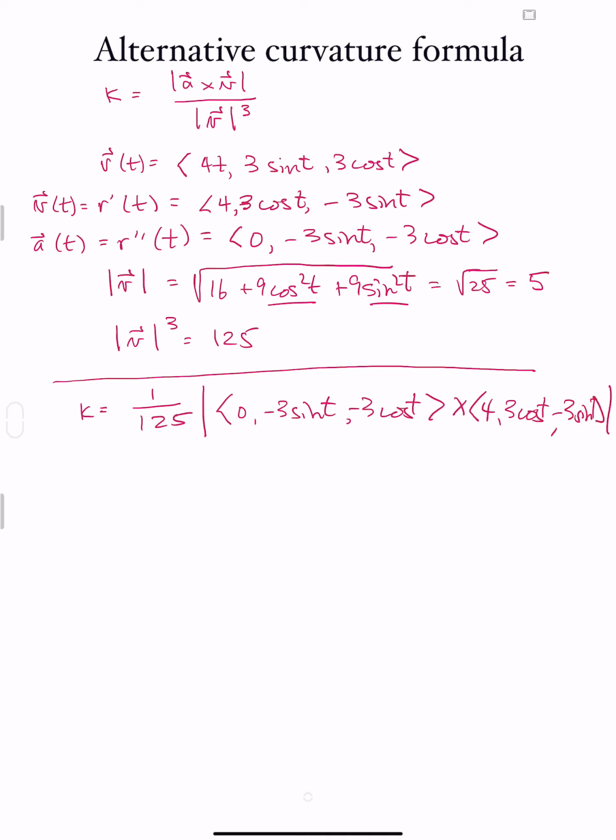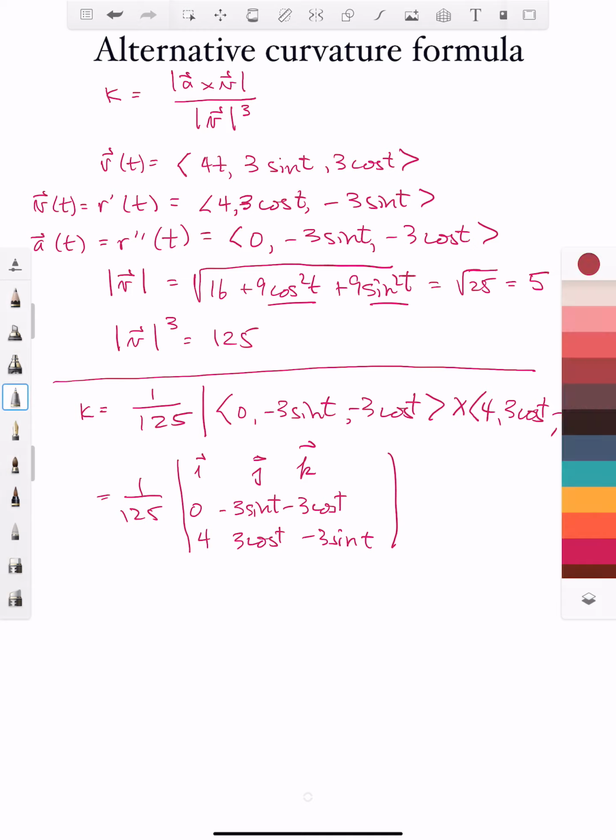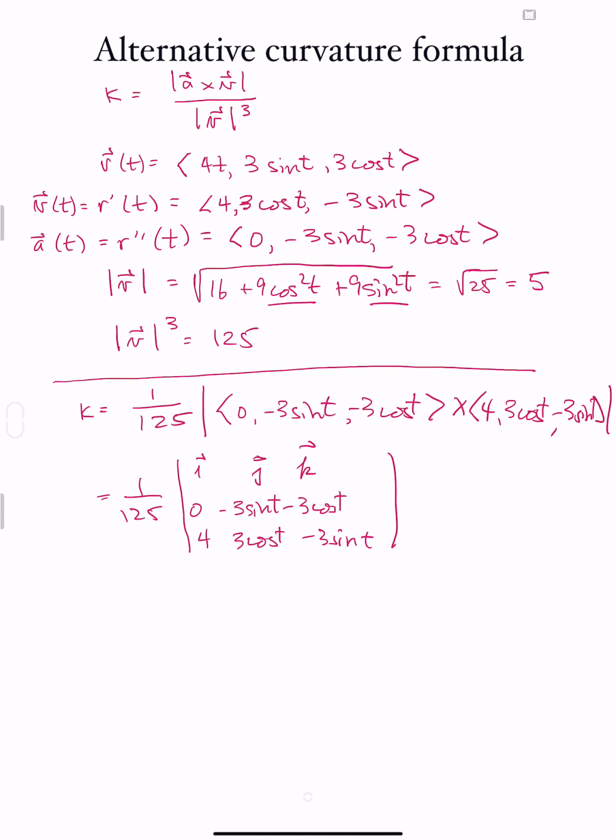Okay, so let me just set up the computation, and so I'm going to take the magnitude of an i and a j and a k component, and then put in my acceleration, 0, minus 3 sine t, minus 3 cosine t, and the velocity 4, 3 cosine t, minus 3 sine t. Okay, so now that we have this set up, what I want to do then is look at each of these individual components and then figure this out, right?